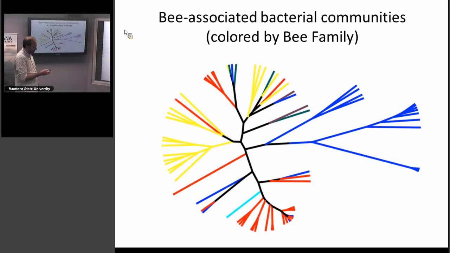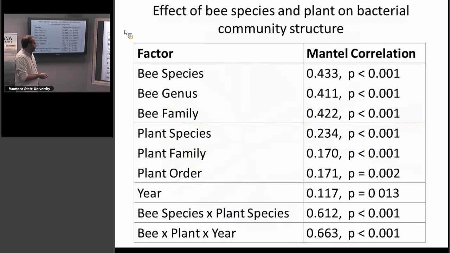Then if we do the statistics on that, the bee taxonomy has the greatest effect on what's driving community assemblage patterns. And then plant species. We know the bee species and we know the plant that the bee was collected off of. So that has a significant, although smaller, effect. And then the bee times plant is explaining the most variation. So that's pretty interesting.